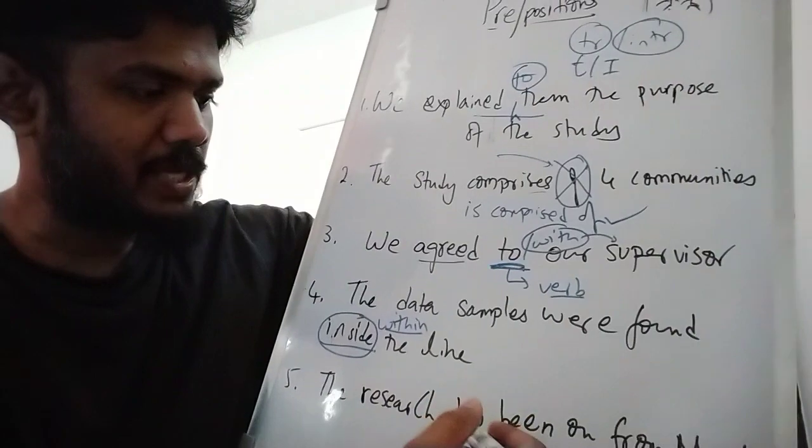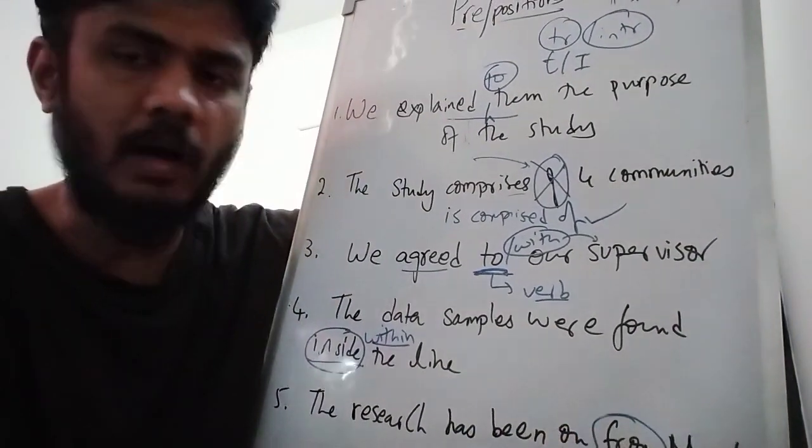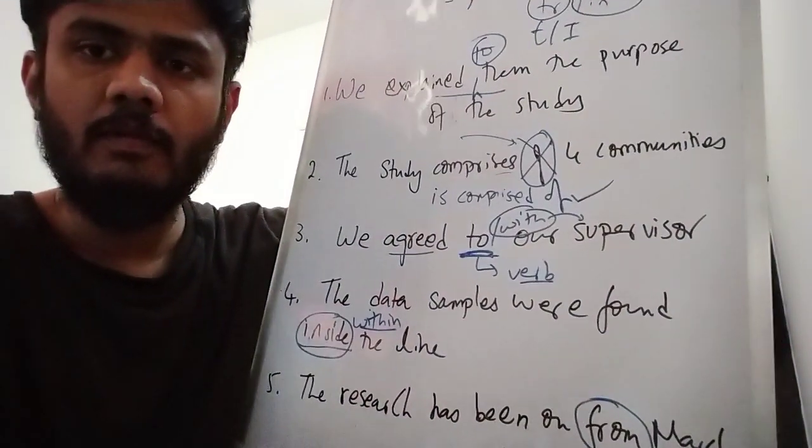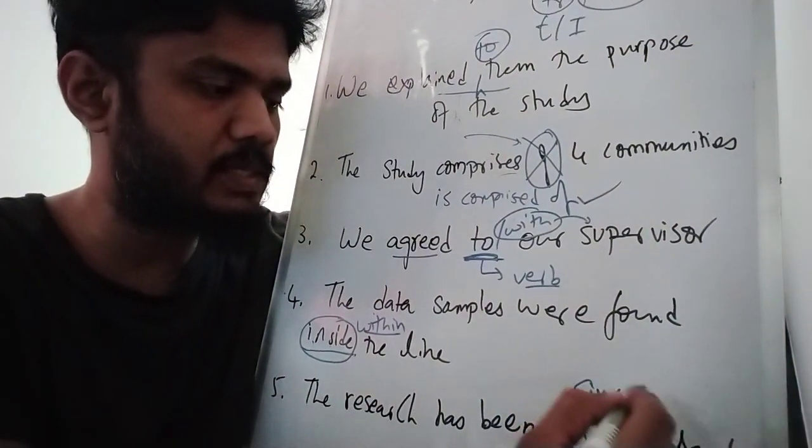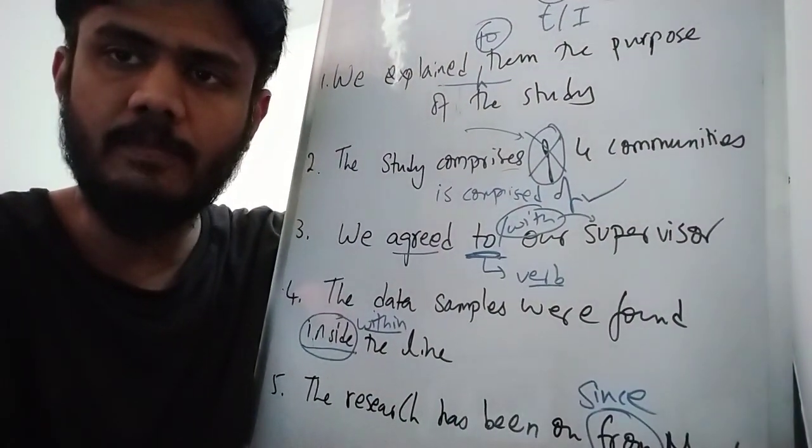Then we have "the research has been on from March." Okay? From March. You can't say from March. The right preposition to use is since March.